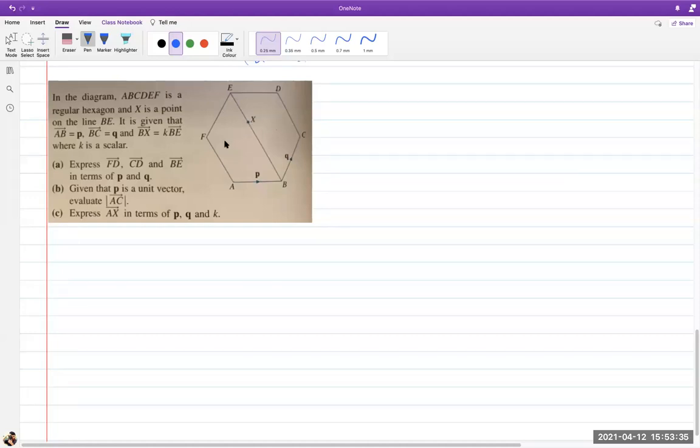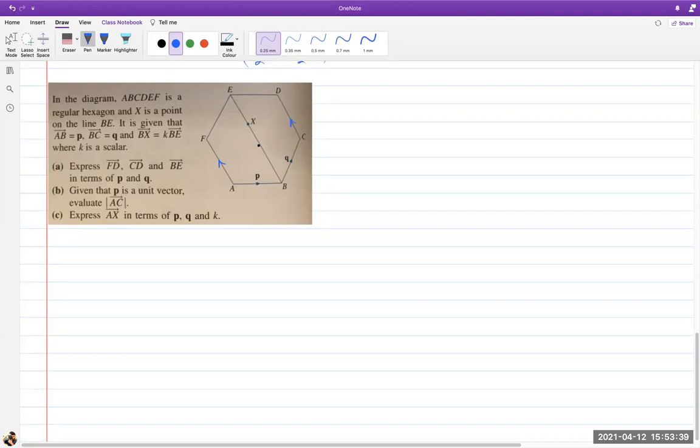Okay, so how do we know that? It's because we know that this line is parallel to this line, and that means this is also parallel to this because it's right in the middle. Okay, it's going from the opposite sides. That's how we know. We can divide the hexagon into two equal parts, equal parallelograms through this. Now, what is it saying? Express FD, CD, and BE.